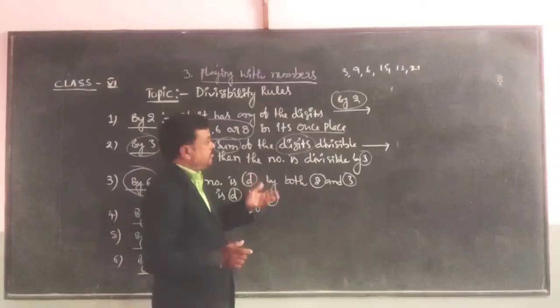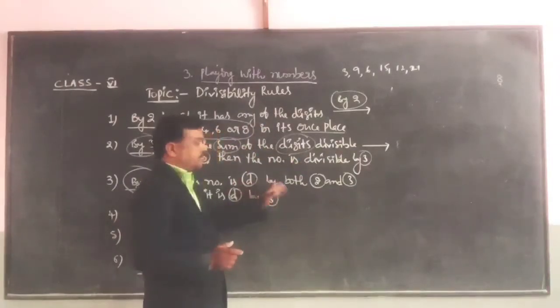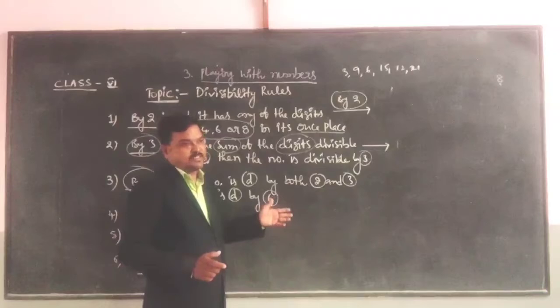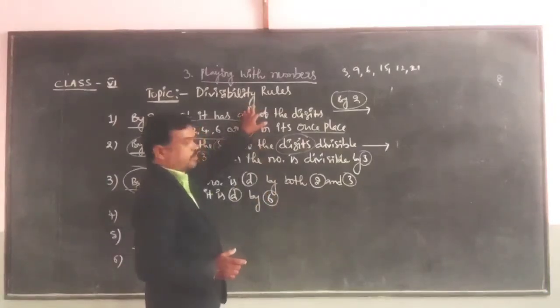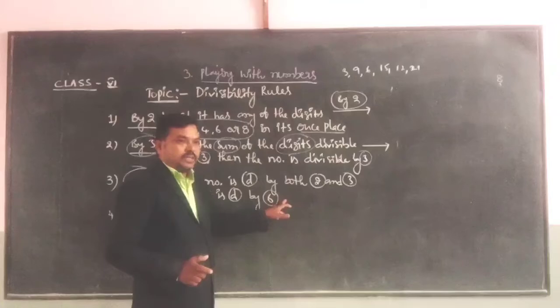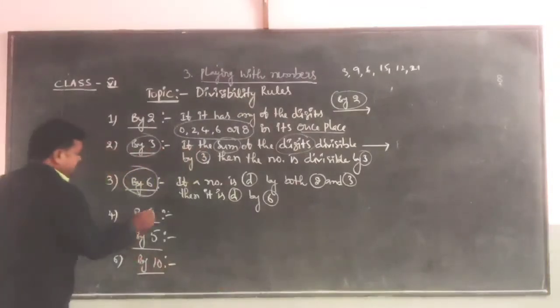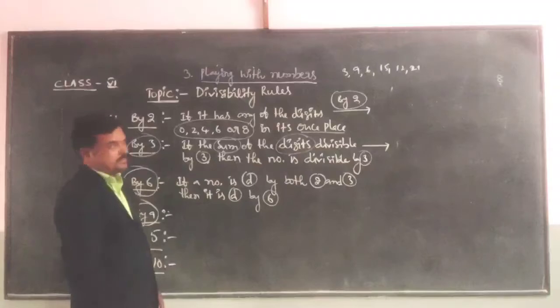Suppose the given number is divisible by 2 but not divisible by 3. Then the number is not divisible by 6. Very simple. If you know very well the rules for 2 and 3, we can do the rule for 6 for given numbers. Next is by 9.